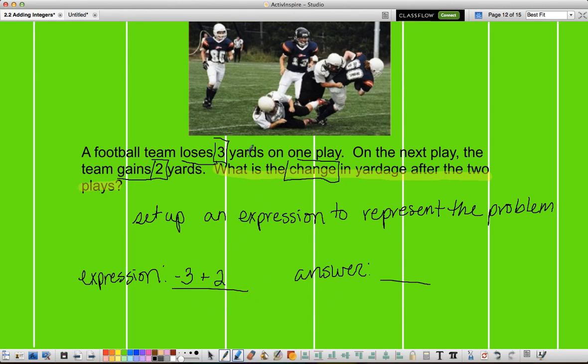So here's my expression. It's the loss of 3 yards plus the gain of 2 yards, because we want to do addition expressions, because we have rules for addition. And we'll talk about subtraction later on, but you'll find we end up working with addition. All right, so we have -3 and +2, so we end up subtracting, and I get 1. Since -3 has the higher absolute value, my answer has to be -1 yards.